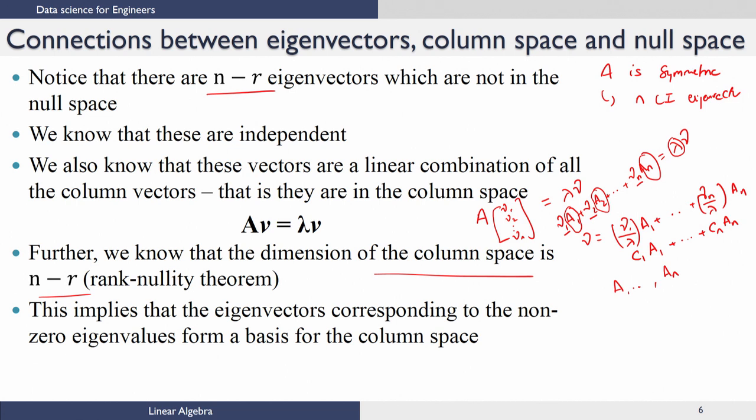Now, when we put all of these facts together, which is that the n minus r eigenvectors are linearly independent, they are combinations of columns of A, and the number of independent columns of A can be only n minus r, this implies that the eigenvectors corresponding to the non-zero eigenvalues for a symmetric matrix form a basis for the column space. This is the important result that I wanted to show you with all of these ideas. Again, these results we will see and use as we look at some of the data science algorithms later.